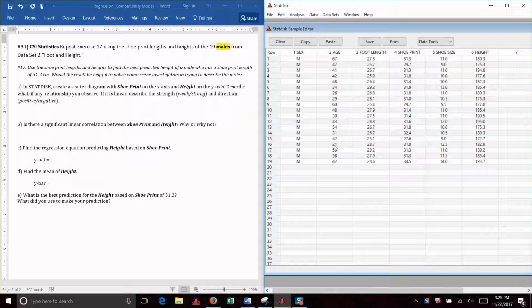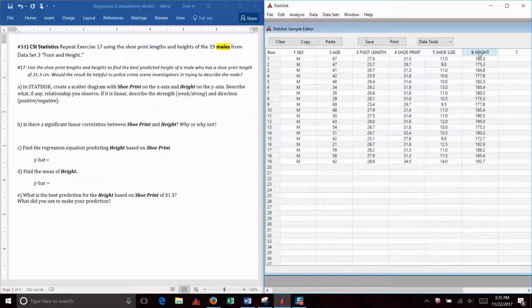So now it's going to be the same process. There's two things that we would use to make the prediction. We would use the mean to predict height unless we can establish a relationship between height and shoe print length. To do that, we're going to take a look at the scatter plot. We're going to take a look to see if the correlation is greater than or equal to the critical value. And then the last thing we need in order to use the regression equation to make a prediction, if we have those first two things, is that our given x value of 31.3 is an interpolation.